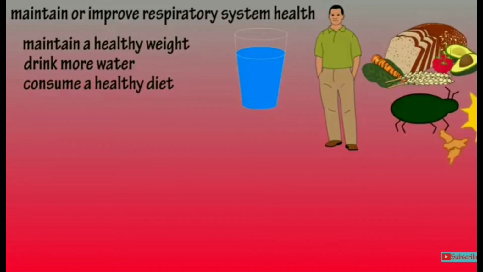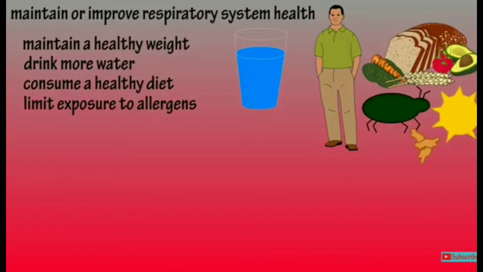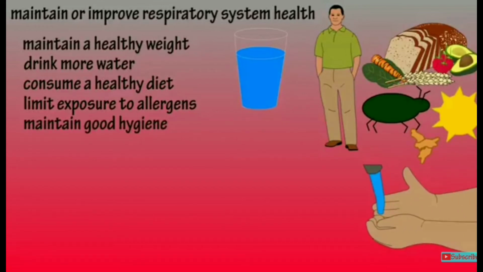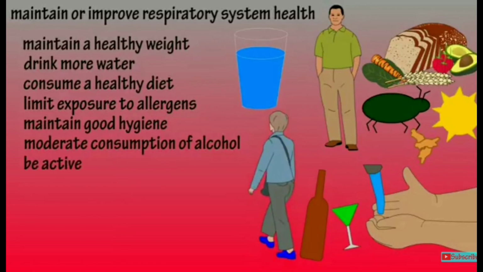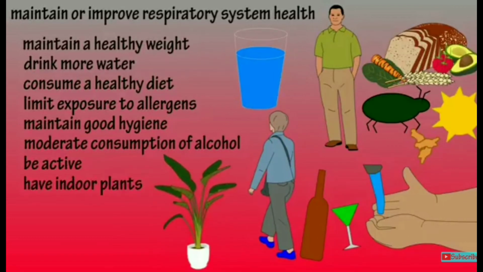Limit exposure to common allergens, such as dust mites, pollen, and animal dander. Maintain good hygiene. Many respiratory viruses are transmitted because of bad hygiene and poor hand washing. Don't overconsume alcohol. It dehydrates the body and weakens the immune system. Get more active. Regular aerobic activity can help your respiratory system. Add indoor plants. Plants have been shown to help improve air quality.